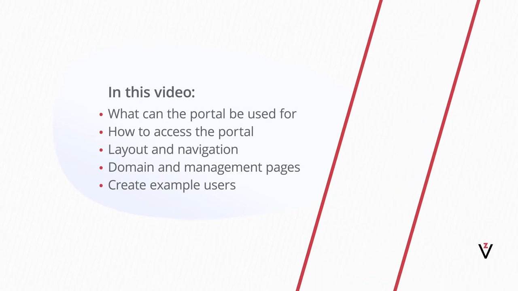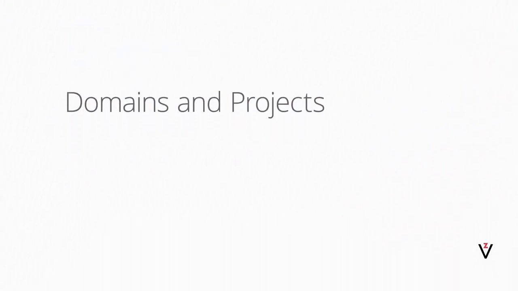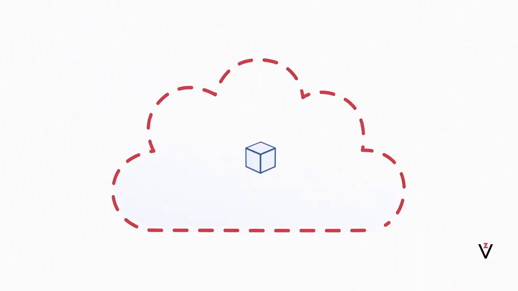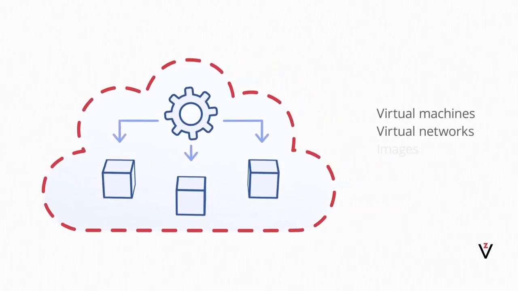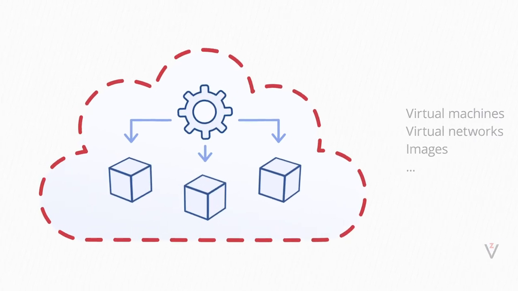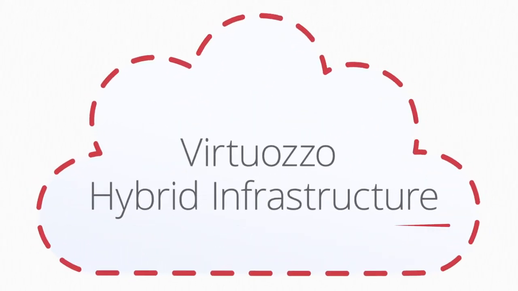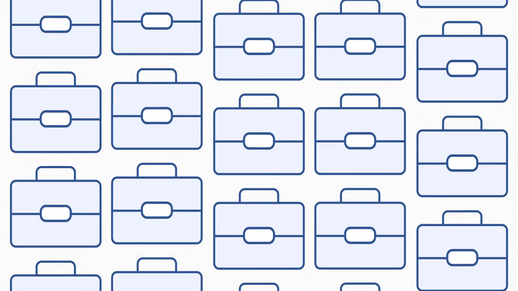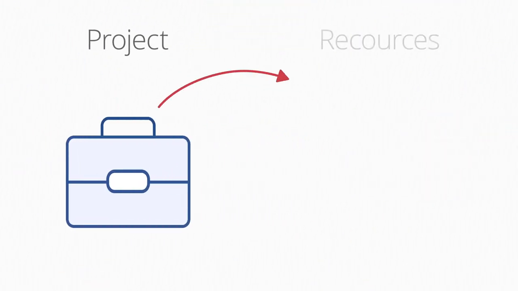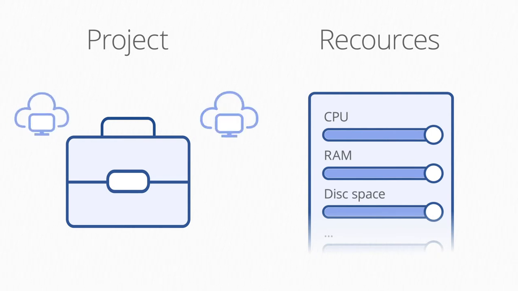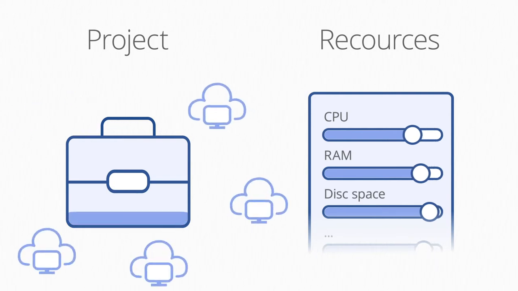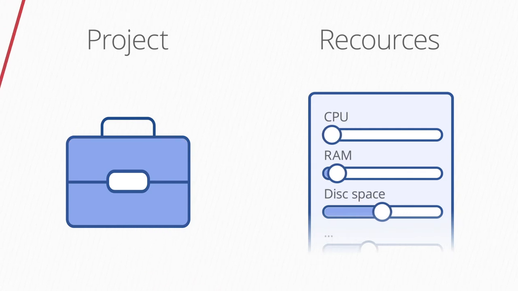Before we begin, let's talk about domains and projects for a bit. The cloud allows users to create and manage virtual objects and infrastructure, like virtual machines, virtual networks, images, and so on. In Virtuozzo Hybrid Infrastructure, cloud providers allow their users to do so using special containers with resources called projects. The resources available within the project, such as CPUs, RAM, disk space, and so on, are controlled by the cloud provider. The way these resources are utilized is controlled by users with the project member role.